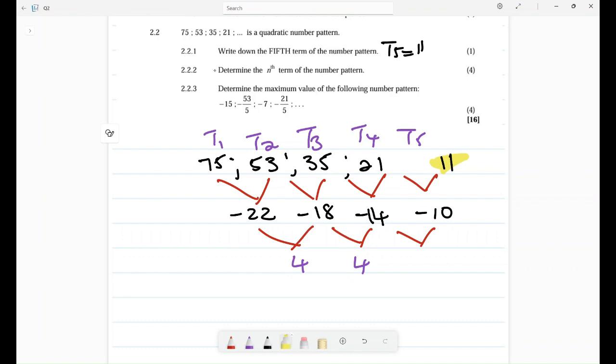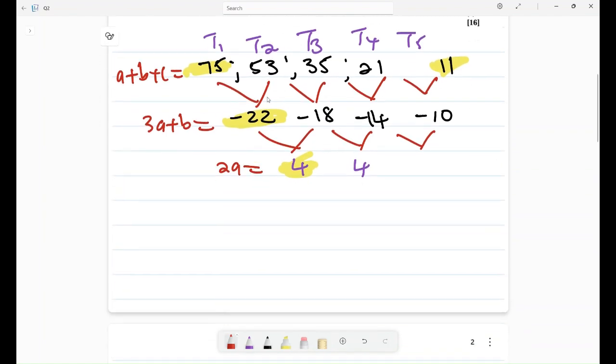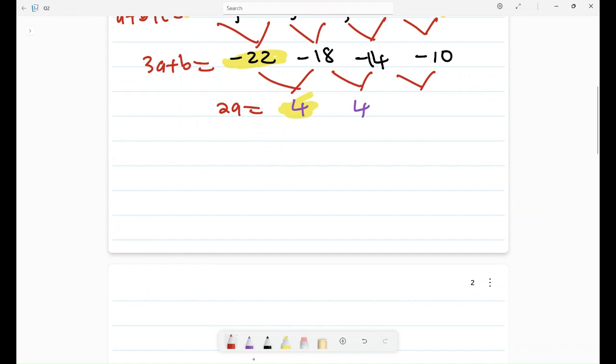Then now, 2.2.2 says determine the nth term, which is Tn. Remember, nth term is basically Tn. Remember, in quadratic, we use these first terms here. They are very, very important. Why? The first one here is 2a, equal to that. Then here, 3a plus b is equal to that. Then here, a plus b plus c is equal to that.